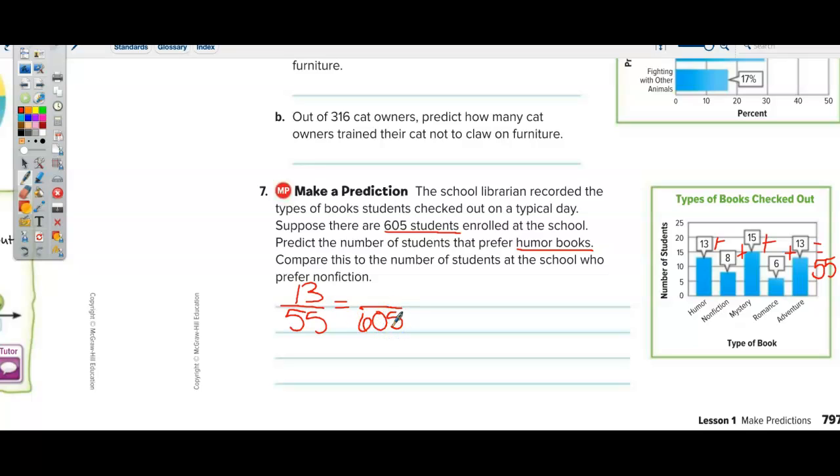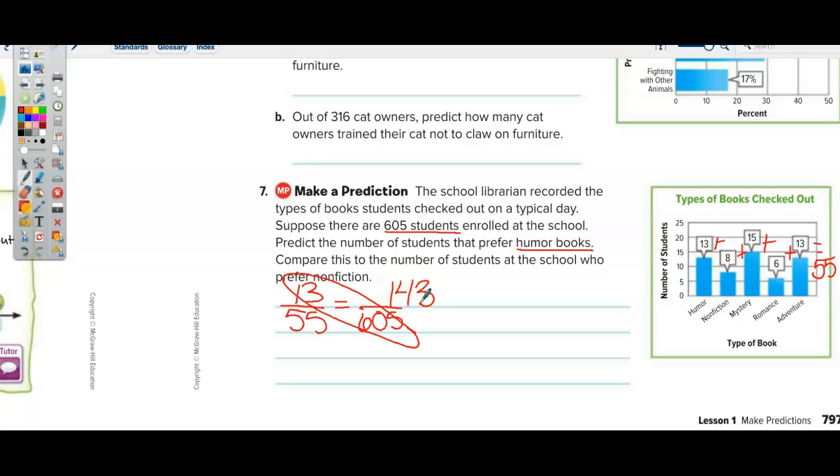Butterfly method or the multiplying method? Butterfly. Okay. So we're going to take 13 times 605, and then do what? Divide by 55. Okay. Somebody do that and raise your hand. Miss Bella, what'd you get? 143.